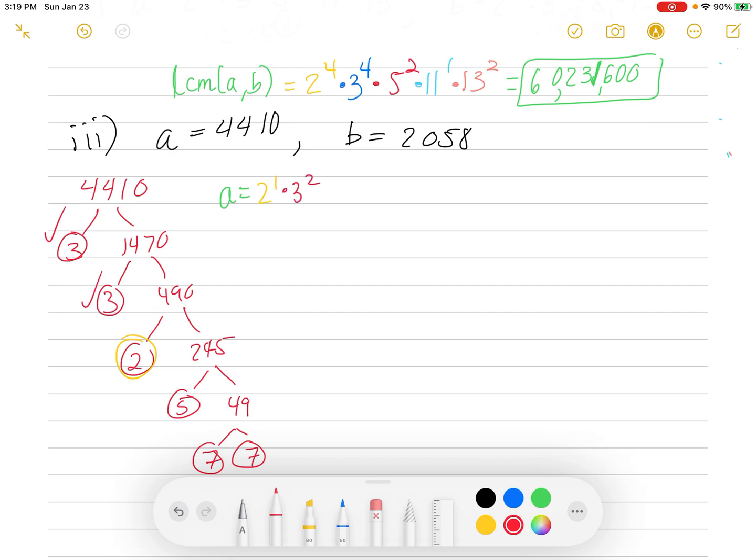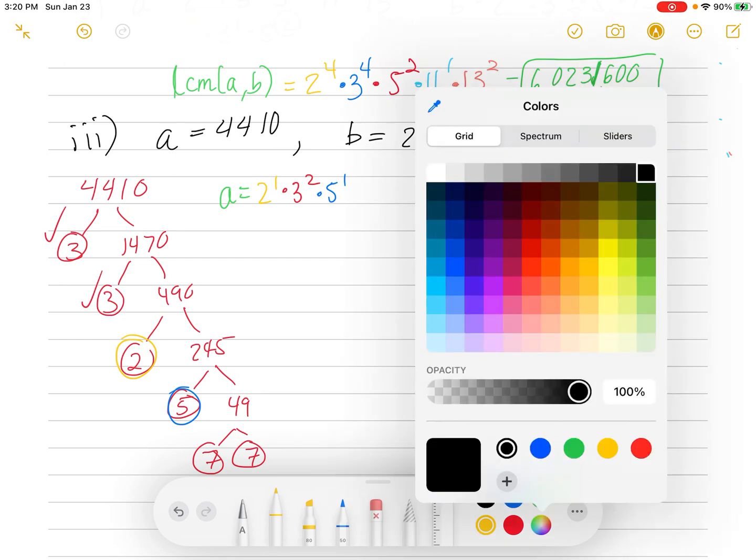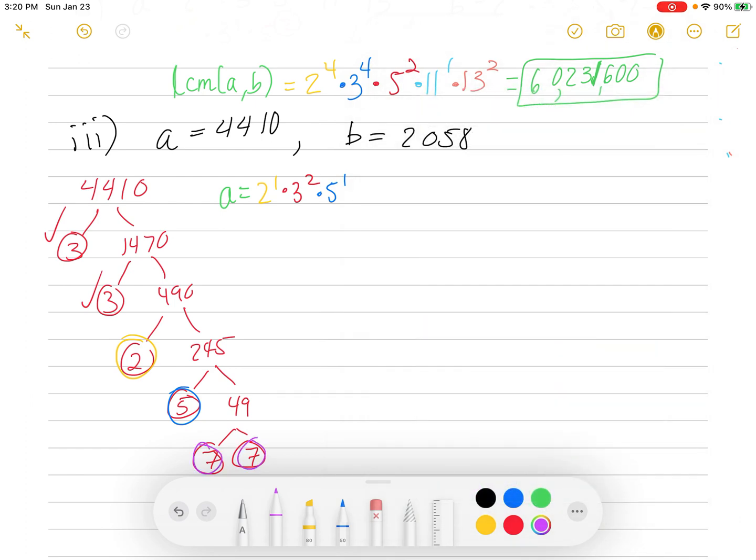So A, writing that down, is going to be 2 to the 1 power, 3 to the 2nd power, times 5 to the 1 power, and then 7 squared. All right, so I have A done.